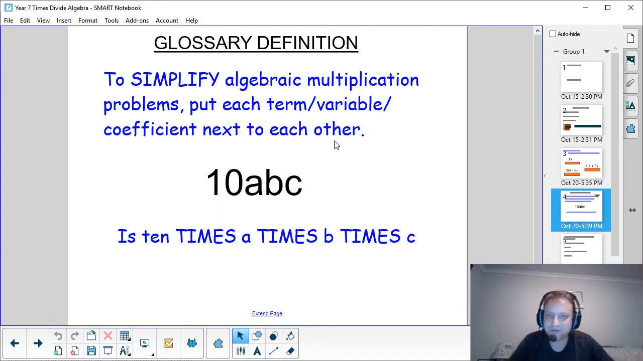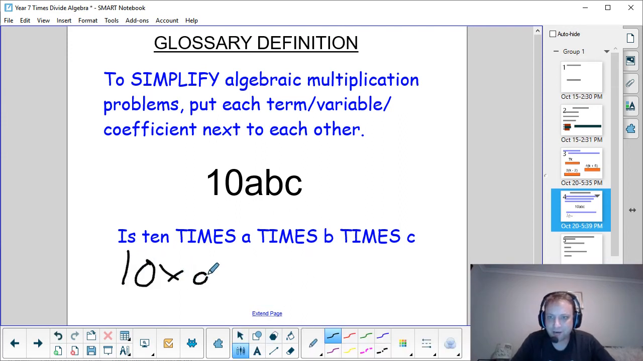All right, when we simplify algebra, that's really what we're doing. We're taking big rows of letters and just making it simpler, like we did with our like terms last two lessons. But to simplify with timesing, with multiplication, just cram everything next to each other, because things that are next to each other are multiplying each other. So when I write 10ABC, it's really 10 times A times B times C.